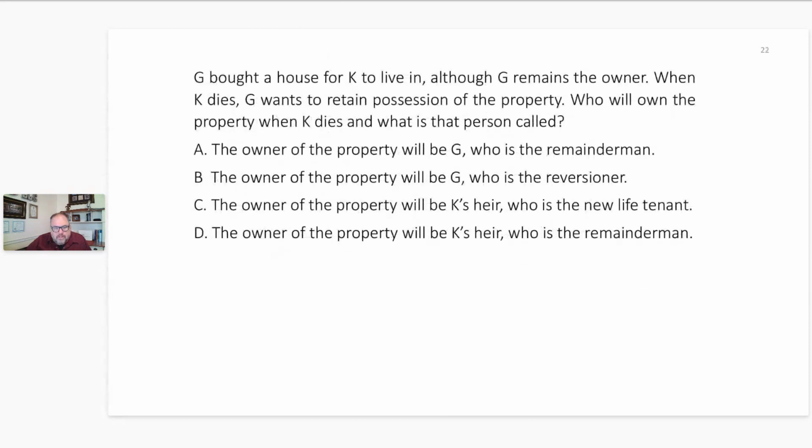So the question may read, G bought a house for K to live in. Although G remains the owner, when K dies, G wants to retain possession of the property. Who will own the property when K dies, and what is that person called? What do you think? Again, you've got to go through this scenario, break it down.